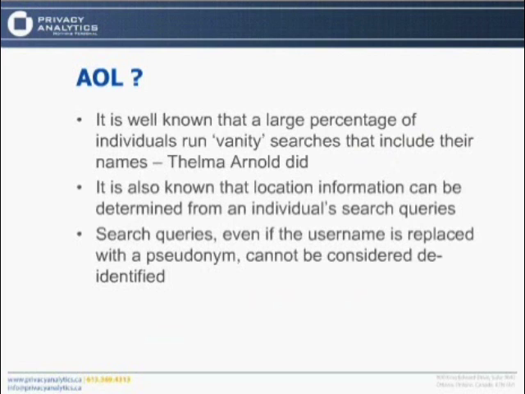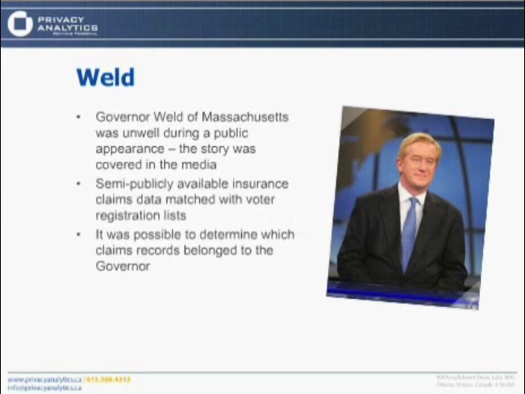It's very well known that many people do vanity searches, in the sense that they enter queries about themselves. So just by looking at the search queries, you're able to figure out who the person is. There's also evidence that it's quite easy to determine, for many people, not everybody, their geographic location as well. So search queries would not be considered under any reasonable standard as de-identified data, even if you have removed the username and replaced them with pseudonyms. So as an example of re-identification, that would not qualify.